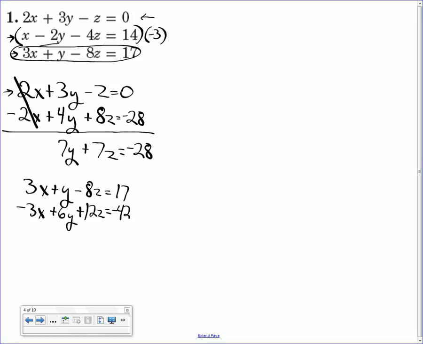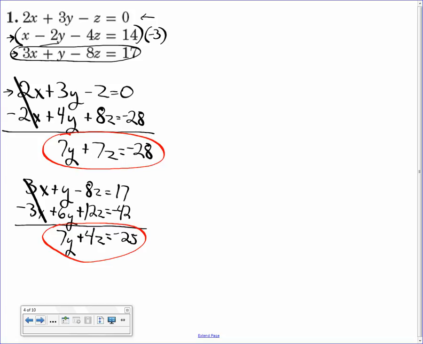Now I'm going to add these together. 3x plus negative 3x are gone. y plus 6y is 7y. Negative 8z plus 12z is 4z. And negative 42 plus 17 is negative 25. Now what we've got are two equations with two variables. And we're going to solve those just like we did in lesson 3-1b. Okay, so let me show you what we've got here. We've got 7y plus 7z equals negative 28.